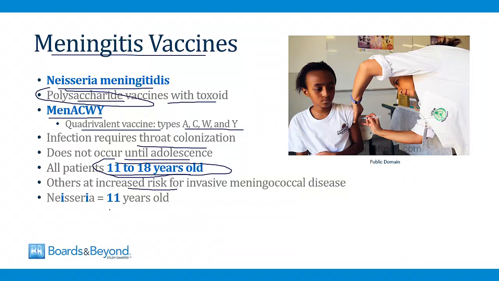And for your board exams, it's easy to remember that the first dose of meningitis vaccine is given at 11 years of age because the name Neisseria has two I's in it, which are just like two ones.